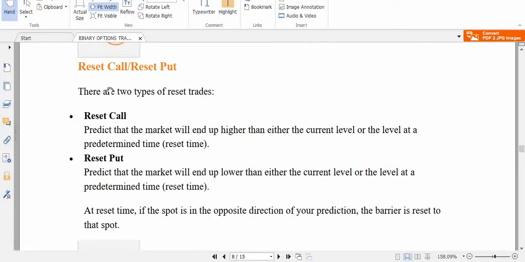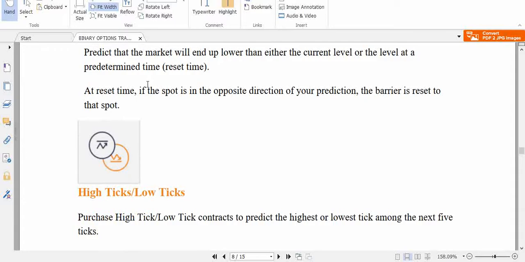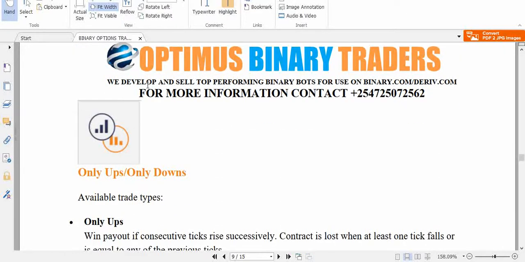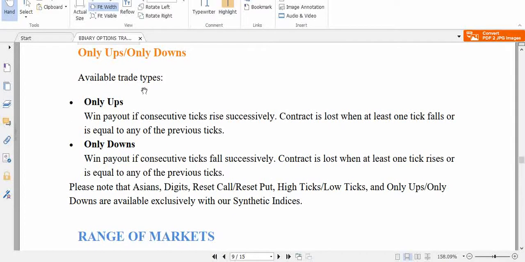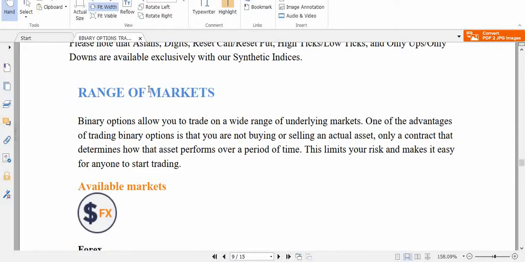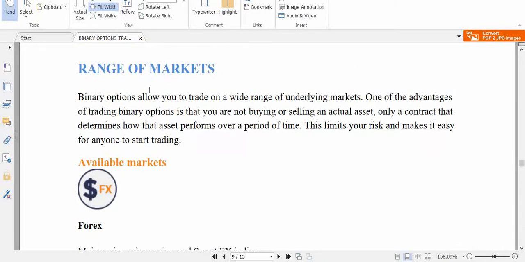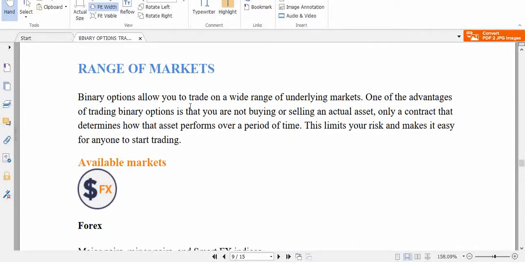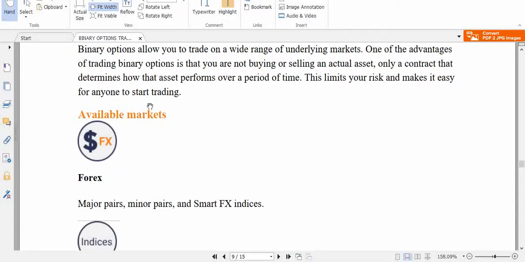Now we also have reset call, reset put. I won't talk about that because that's not my intention for today's class. We also have only ups or downs, so you should not be worried about that. So we also have a range of markets, and we mentioned that in summary.